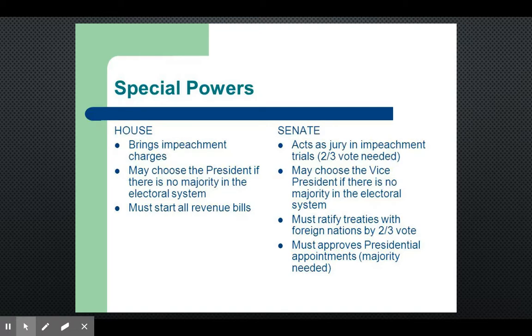The Senate ratifies treaties with foreign nations with a 2/3 vote, and the Senate also approves presidential appointments. So keep this in mind in terms of filling the vacant Supreme Court seat, okay? So the Senate has to approve the new appointment to the Supreme Court. So these are just the special powers of each chamber, and that's where we will stop with this lesson.